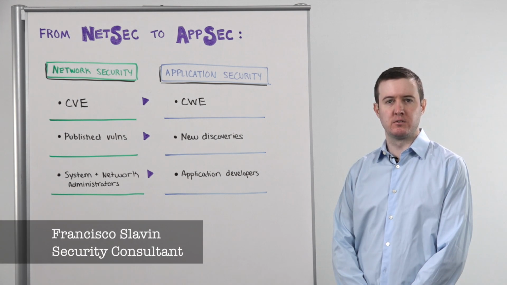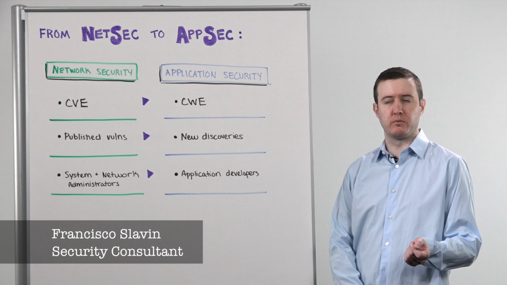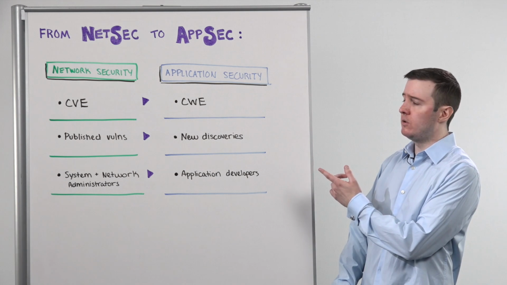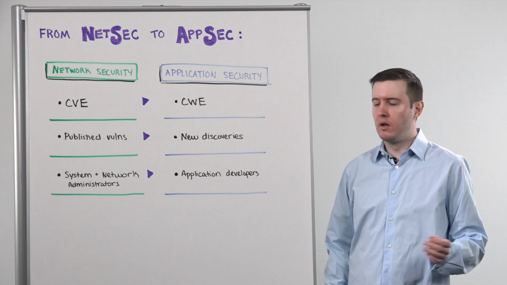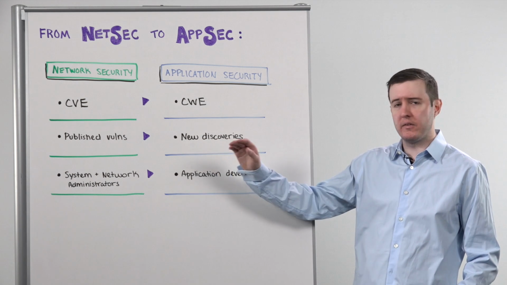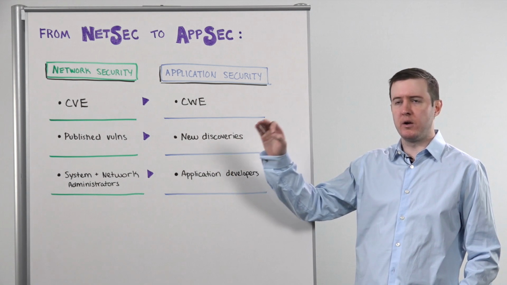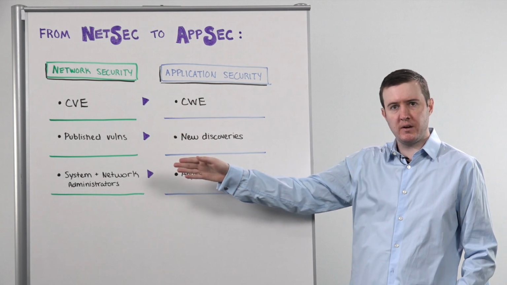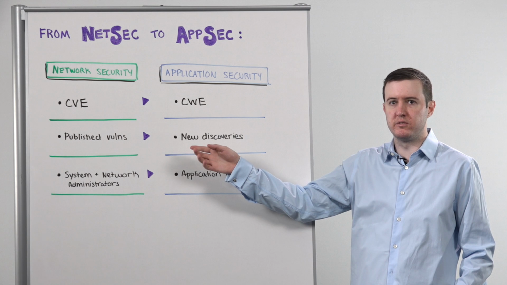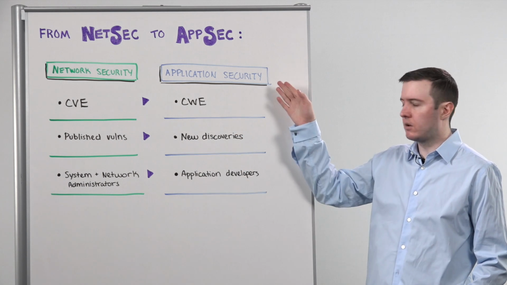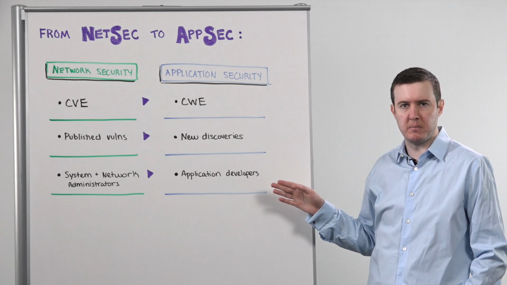My name is Francisco. I'm a security consultant with Rapid7, and this week I'm here to talk to you about making the jump from network security to application security. A lot of folks that I meet have got their start in security by working through the network engineering angle or the system administrator angle, and then coming up and getting involved in security. Far fewer come up through the application developer path.